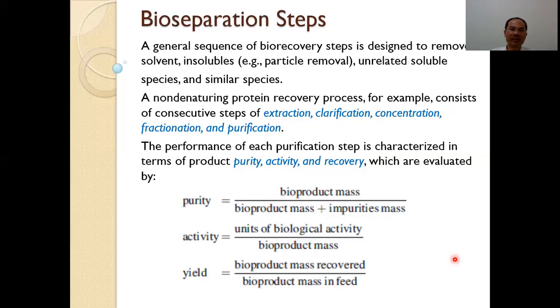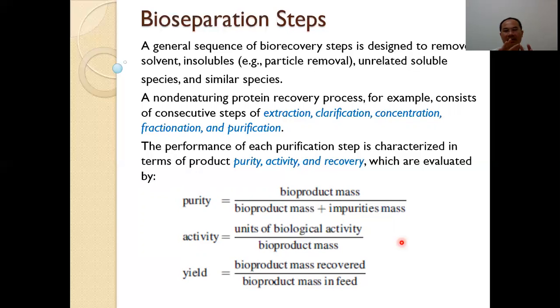Okay, what is purity? The purity is the bioproduct mass divided by the bioproduct mass plus the impurity mass. What does it mean? We have the raw material or feed, and we have to know how much product is in the mixture. This we call the bioproduct mass plus impurity.